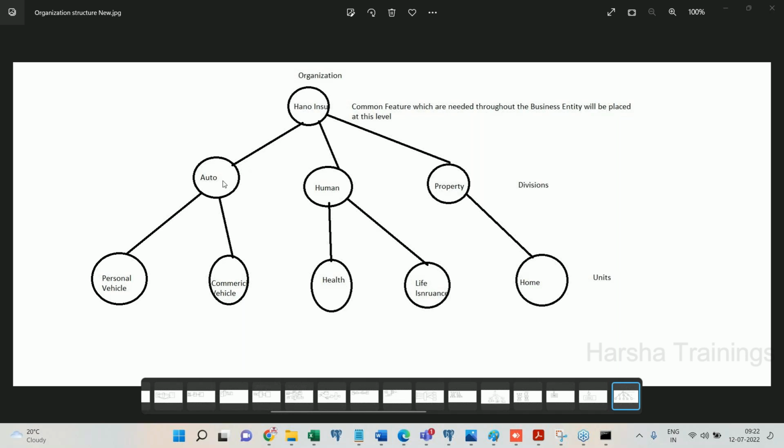And under the organization, you have auto. Under Hanover Insurance, there may be an auto insurance division, and a health insurance or life insurance division. I mentioned it like that because it can be health or it can be life.